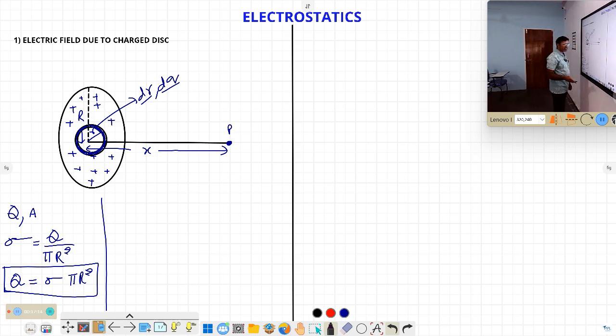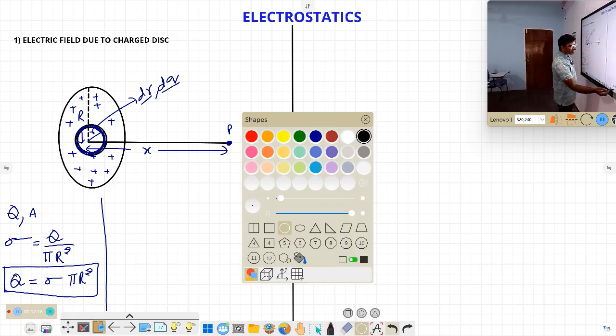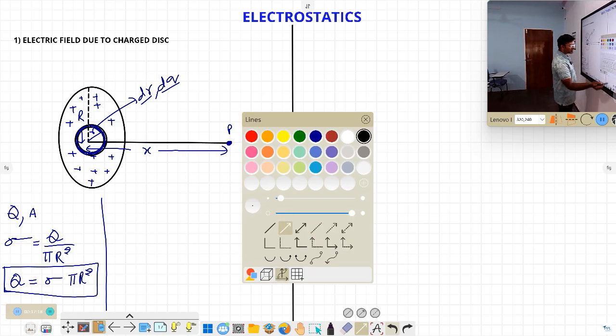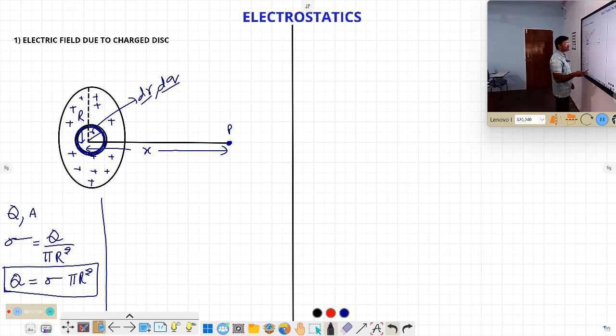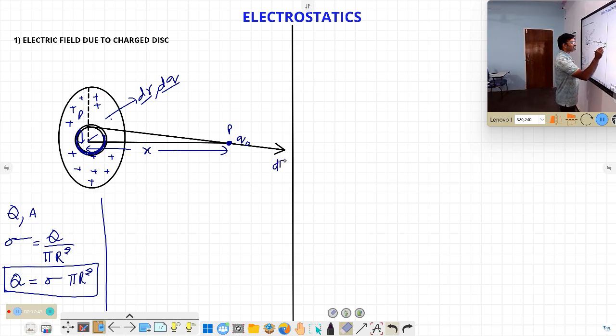Now what is the direction of the electric field intensity? From the previous classes you have to understand the direction of the electric field intensity. For that, imagine a test charge here. The charge on this ring will repel this test charge in this direction. This is the direction of repulsion of the electric field, which is nothing but dE.